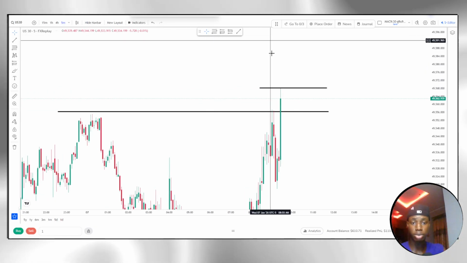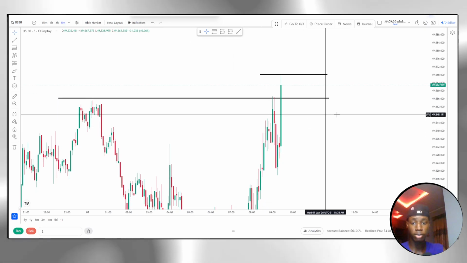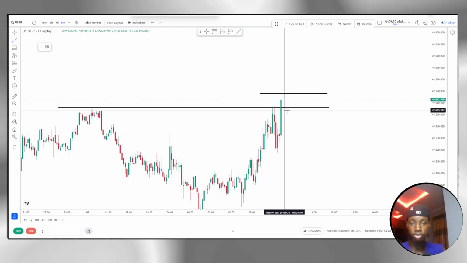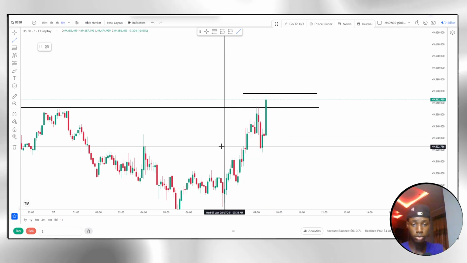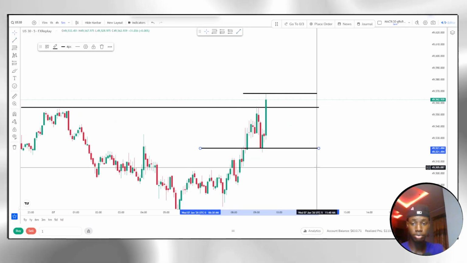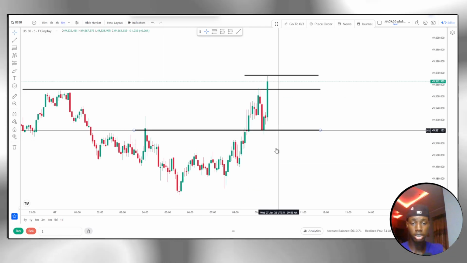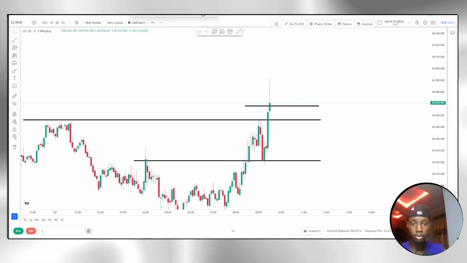So if price breaks above, we'll continue the buy since price already has broken this high. But if price wants to break below, then we'll take a sell trade. If price is breaking below, I will not take a sell trade right away because it might just be a break and retest. So I'd rather go with this low here, since we also have a level here. I'd rather wait for a break below this level before I take a sell trade. Alright, so let's see what happens.